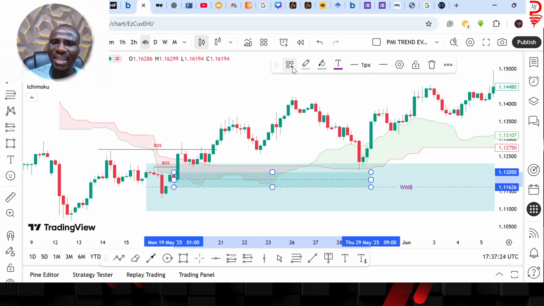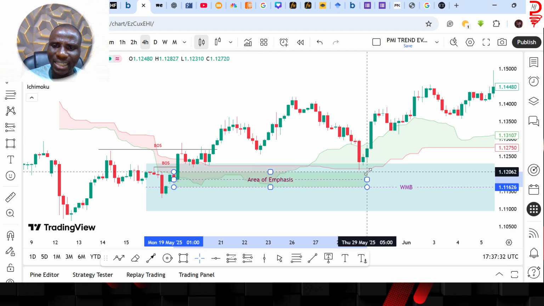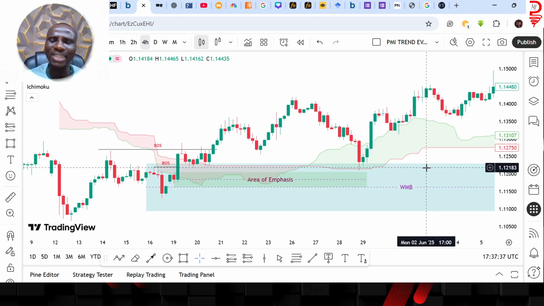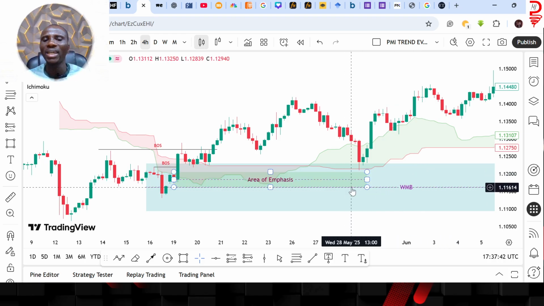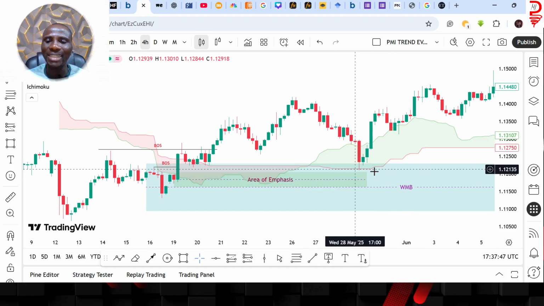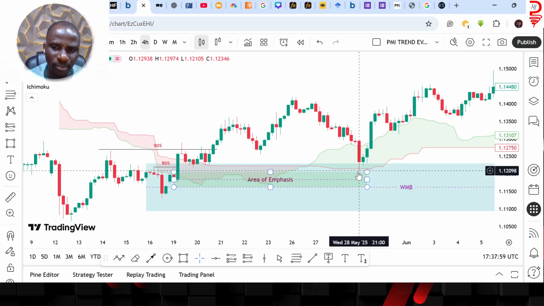Take note now: area of emphasis. This is very important. We expect this market to come into the money box. We expect that you have enough liquidity within the money box. However, if the market could not pick up liquidity immediately it enters the money box, there is a particular area that, when the market gets to this place, we expect the orders within this area should push the market up.